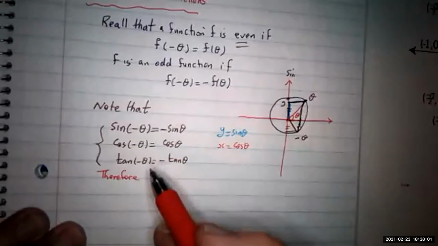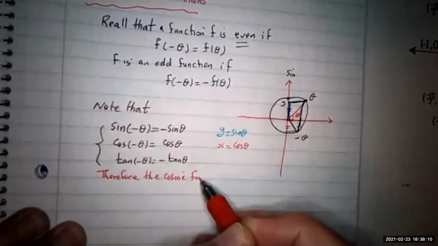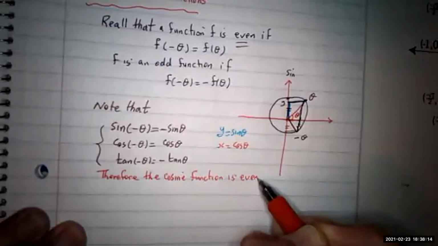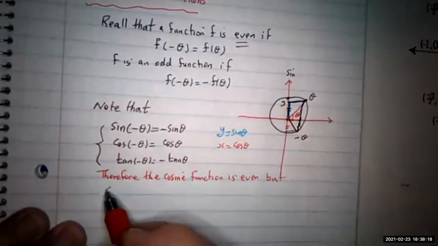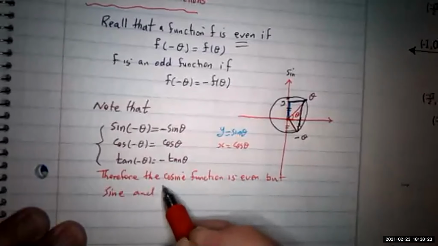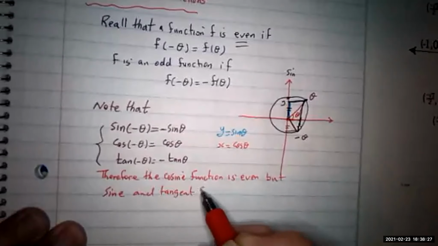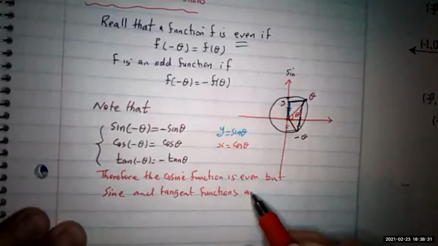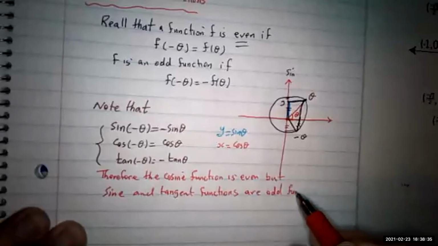So this is it. The cosine function is going to be even, but the sine and the tangent functions are going to be odd functions.